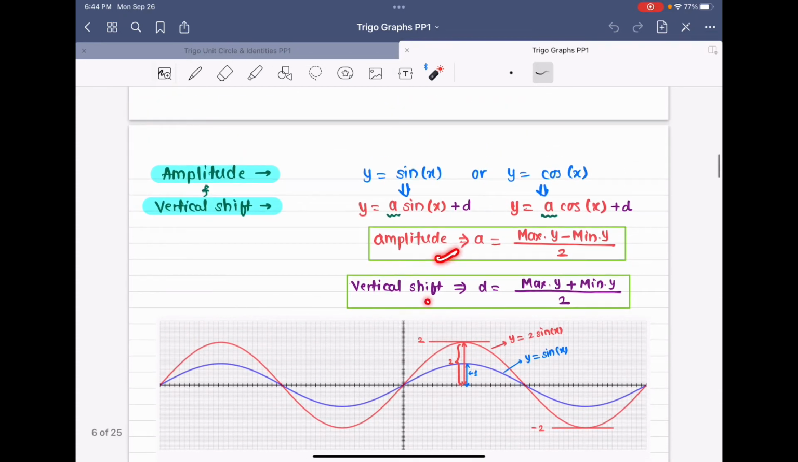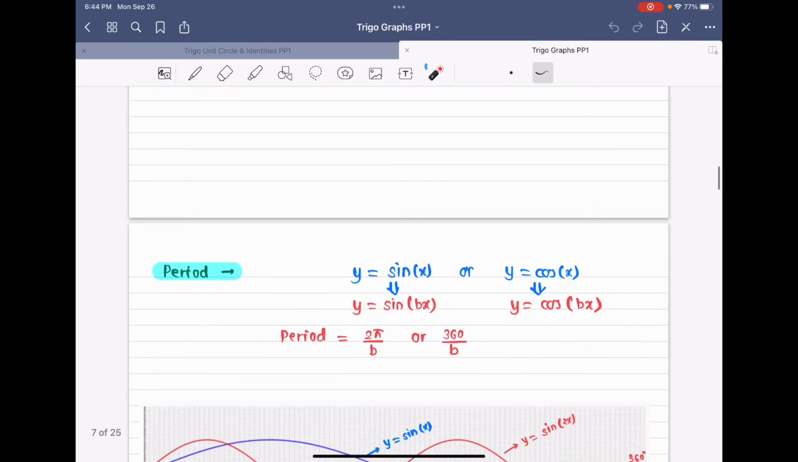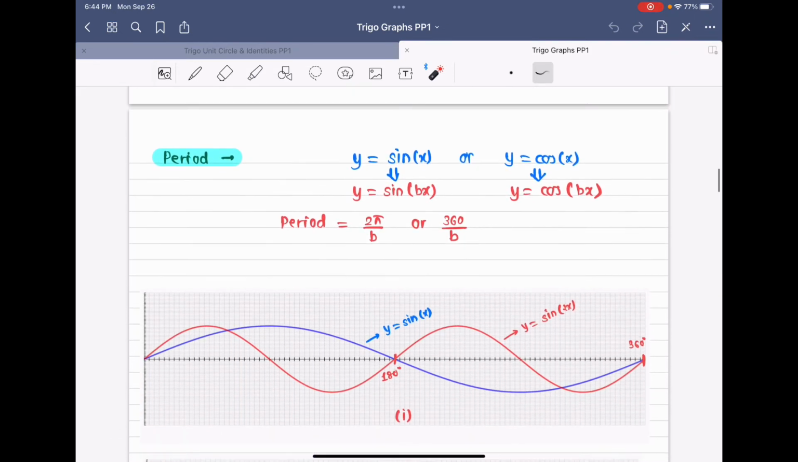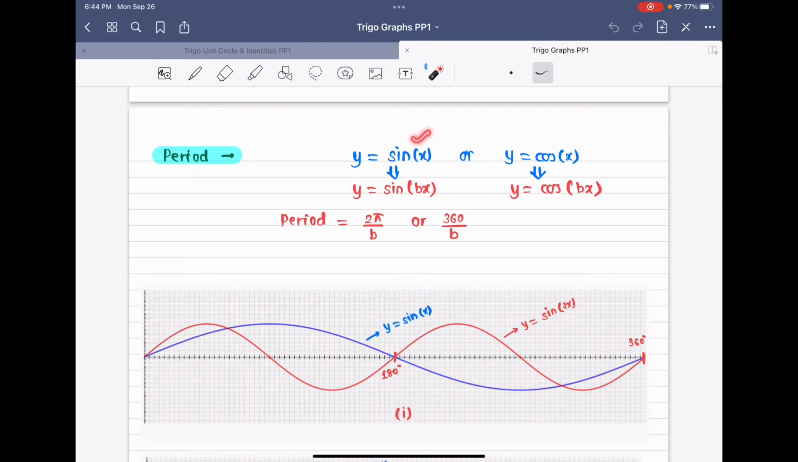This is amplitude and vertical shift. Last part, period. Again, if you take sine x or cos x, if your angle x or angle theta is multiplied by some value, say b, that is basically the number of rotations. And how do I calculate that?